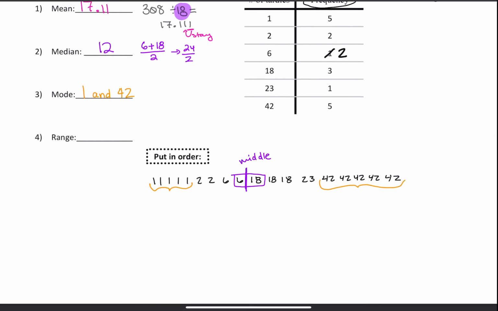All right, finally is the range. So the range is the biggest number, and our biggest number is 42, minus our smallest number, which is 1. And 42 minus 1, hopefully you can do that in your head without a calculator, is a 41.